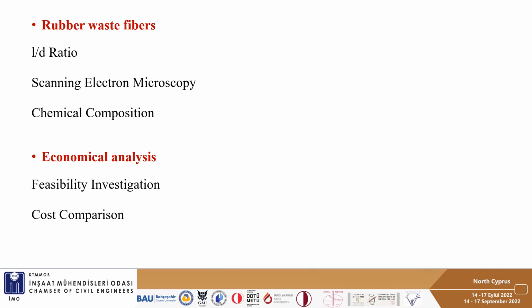Also, for rubber fiber, we need to consider the L/D ratio, since it affects the results, and scanning electron microscopy should be used to find the microstructure characteristics of rubber. However, rubber is recycled material. We need to find the chemical composition and how it reacts with other components. Also, we need to do some economical analysis.